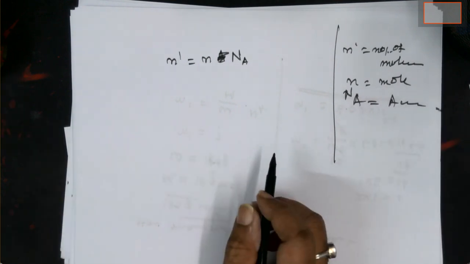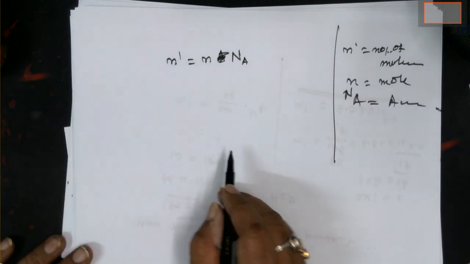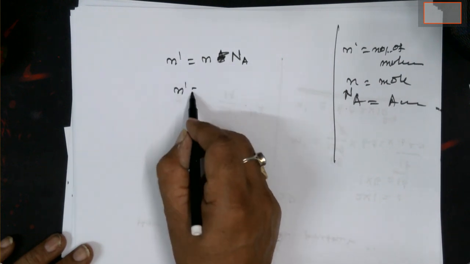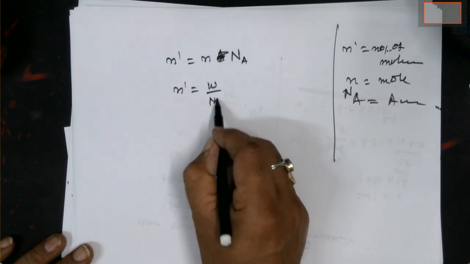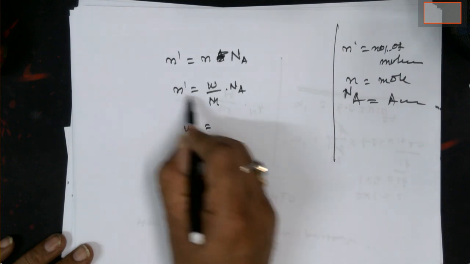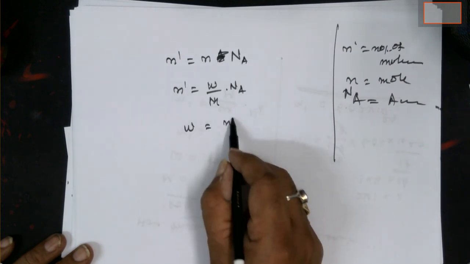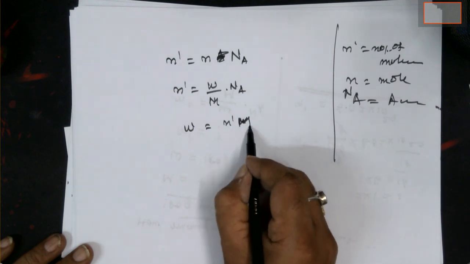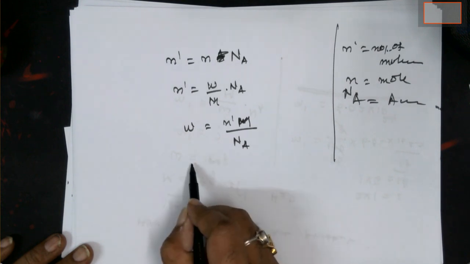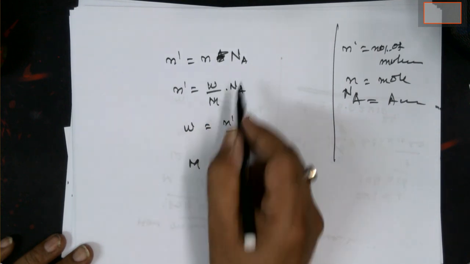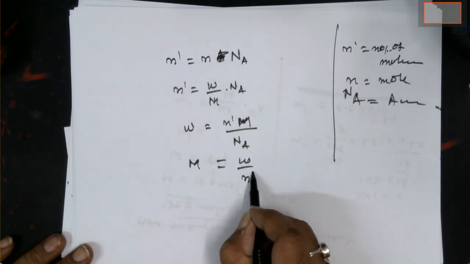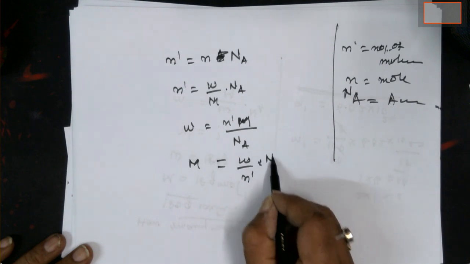Okay, so what are the various formulas you can work out from this? This n can be expanded as W by m, so n dash is equal to W by m into Na. Sometimes you will be asked W, so in that case what you can do? That is n dash into m, molar mass, divided by Na. Sometimes they may ask you m also based on this formula, so you should be able to rearrange. So m is nothing but W by n dash, the number of molecules, into Na.